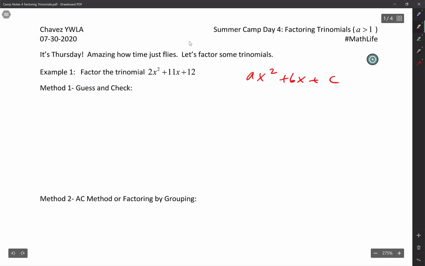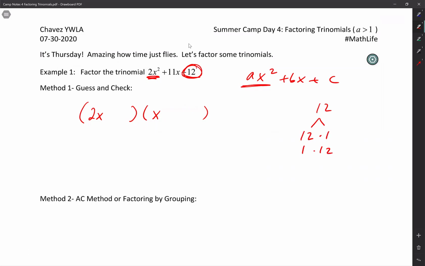So this ax squared, the only way to get a 2x squared is if you have 2x times x. That's the only way, guys. So now we got to focus on this 12. That 12 has several ways that you can get 12. You can get 12 by 12 times 1 or 1 times 12. That's the first route. Or you can get 12 by going 4 times 3 or 3 times 4. You can get it by 6 times 2 or 2 times 6.